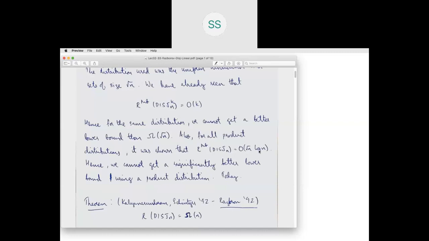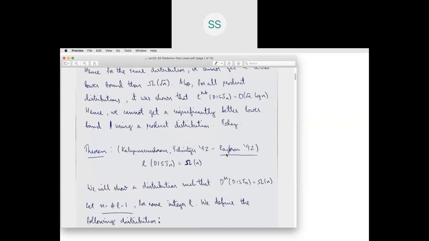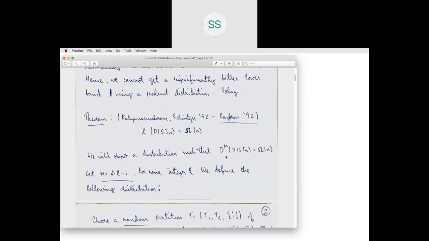So today we will see the linear lower bound, and this was first proved by Kalyanasundaram and Schnitger, and soon a simplified proof was presented by Razborov, both in 1992. And what we will see here is Razborov's proof. Okay. So we'll use distributional complexity, and we'll show a distribution which requires you to exchange linear many bits.